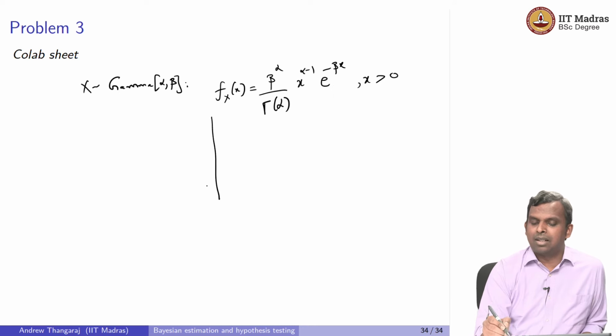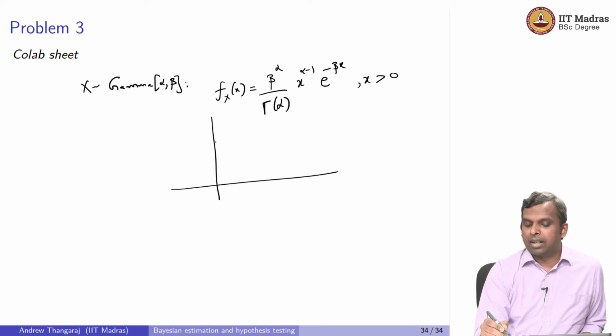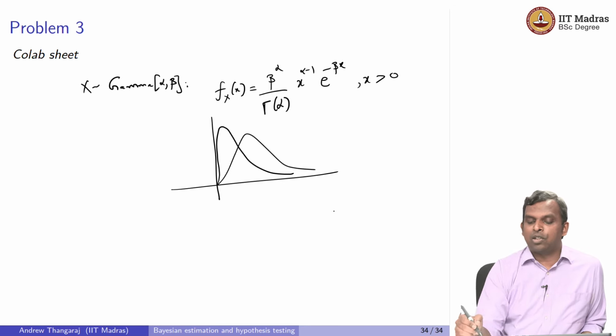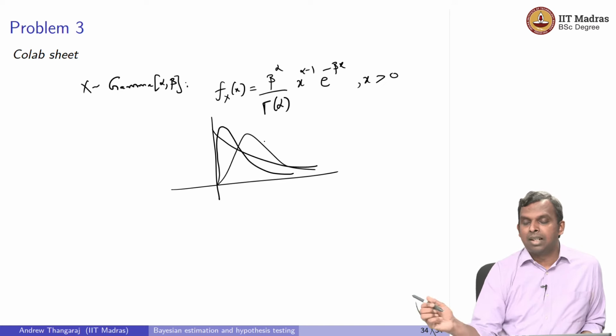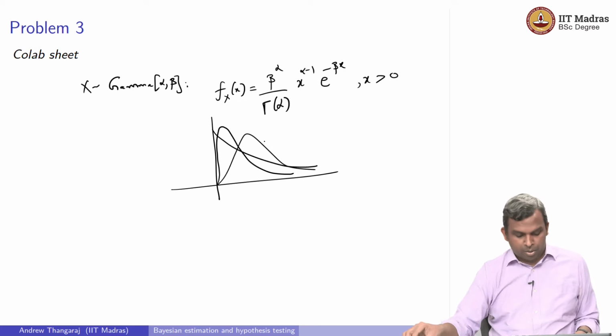So if you sketch the PDF, it usually goes up quickly and then comes down. It can look different depending on the values of alpha and beta. Anything that falls off like this, you can do. For instance, if you pick alpha equals 1, it's going to just fall off like this, which gives you the exponential distribution. So it's a very versatile distribution for positive numbers, and it's very commonly used.